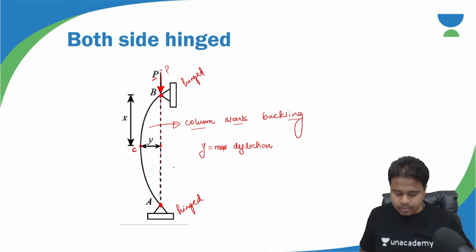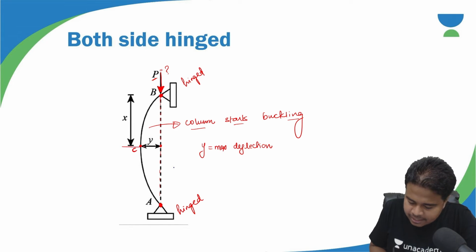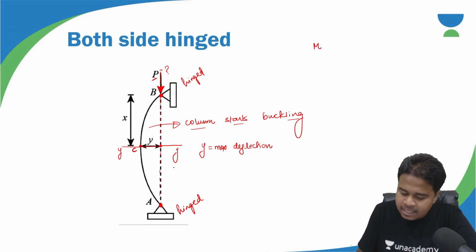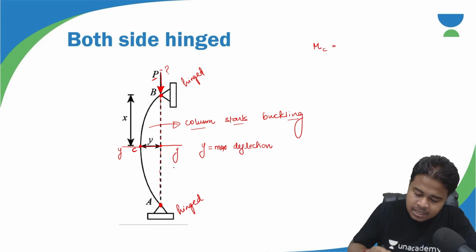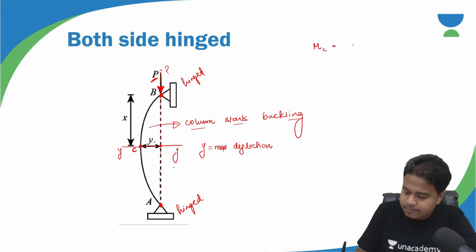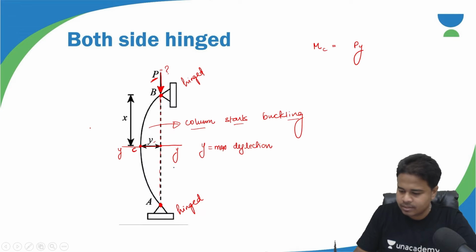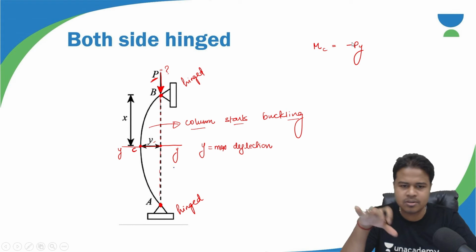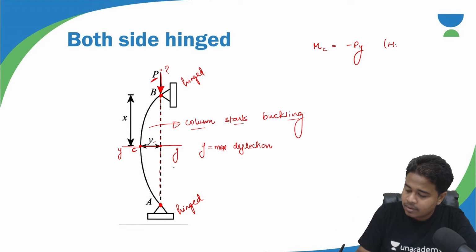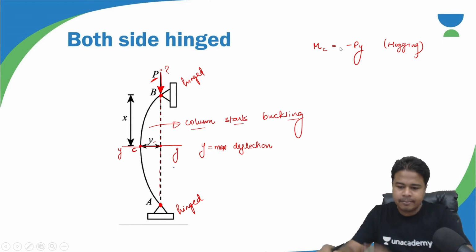So if I take a section here, let's say the YY section, and I calculate the bending moment about this C point, or you can say the Y section bending moment, then what will it be? It is nothing but P into Y. Yes, already I have written here P into Y, with a minus sign because it's a kind of hogging. We are considering it as hogging. So minus P into Y.